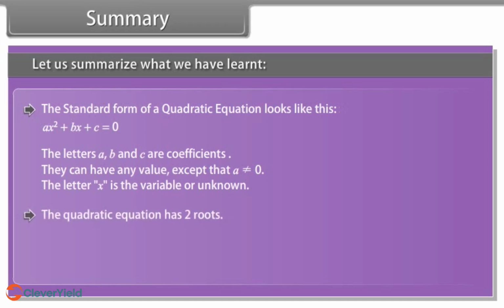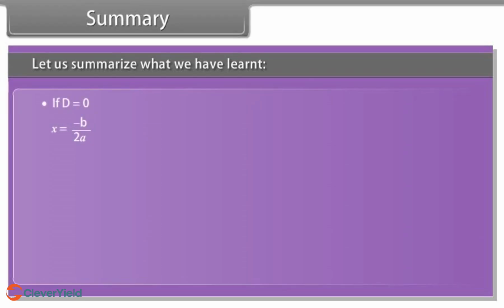The quadratic equation has two roots. The value b square minus 4ac is denoted by the term discriminant d. If d is equal to 0, x is equal to minus b by 2a. If d is greater than 0, x is equal to minus b plus or minus under root d by 2a. If d is less than 0, x is equal to minus b plus or minus iota under root minus d by 2a.